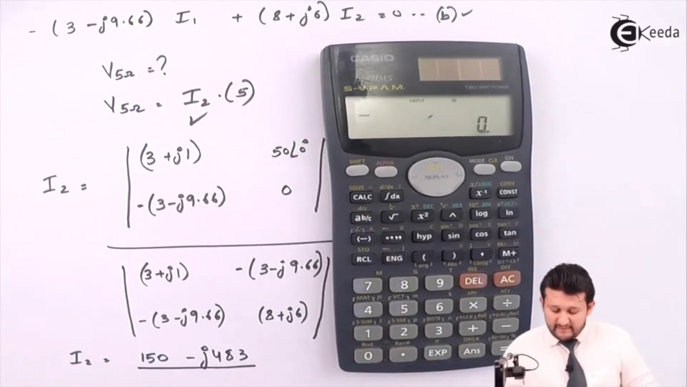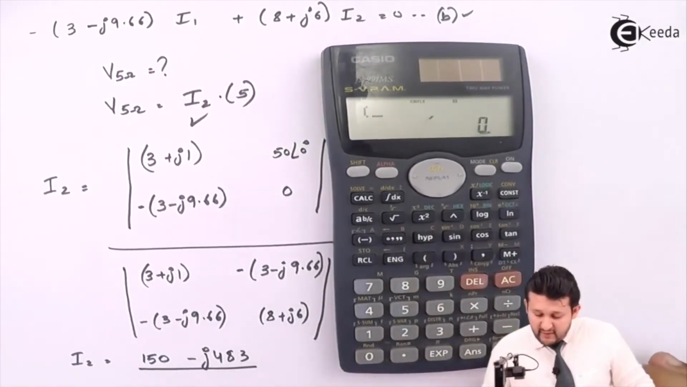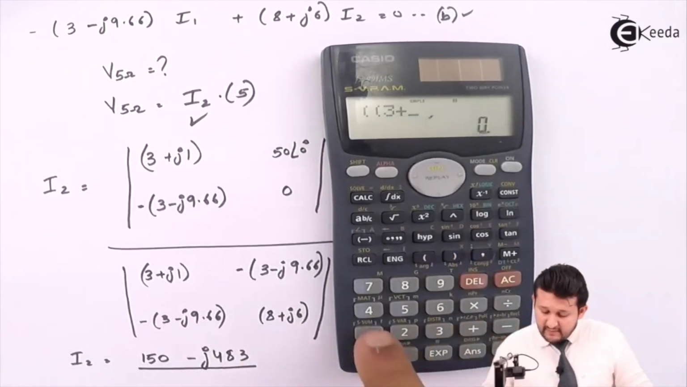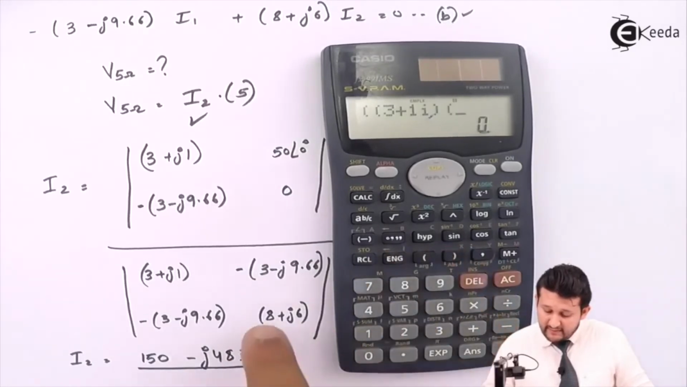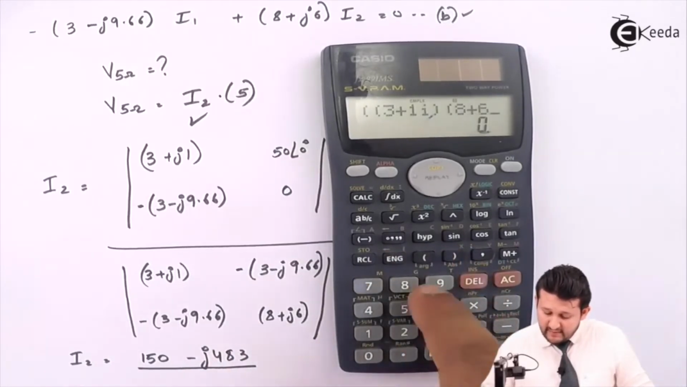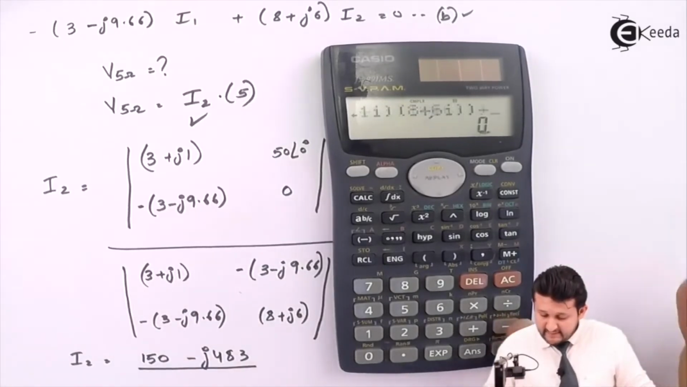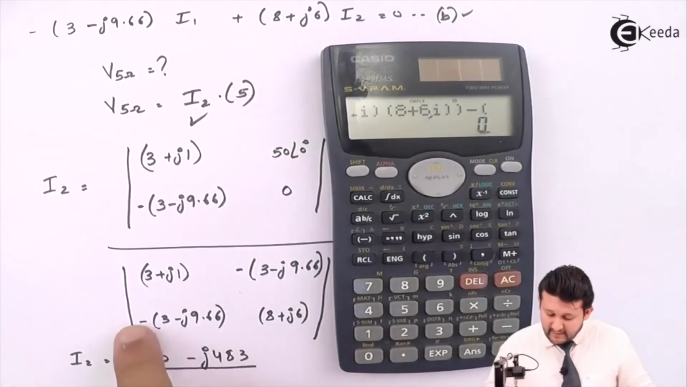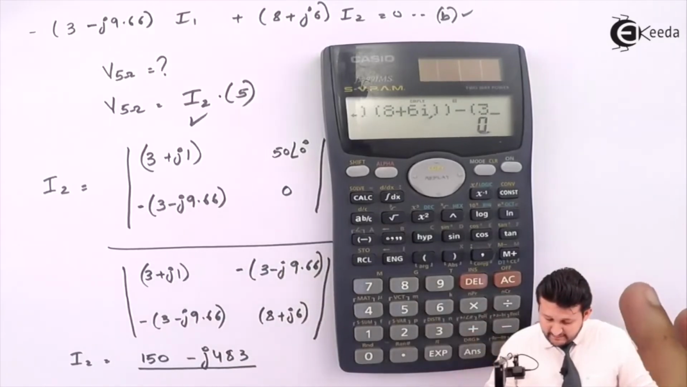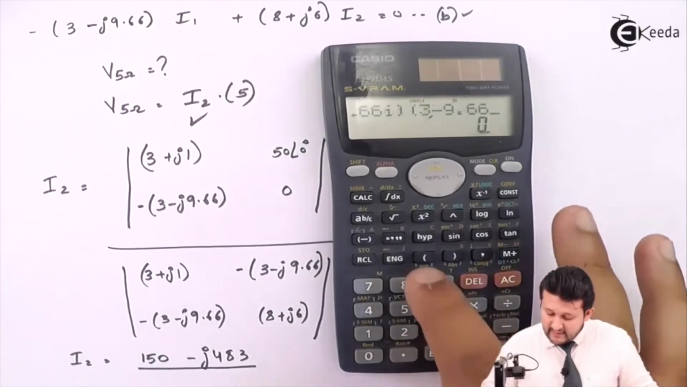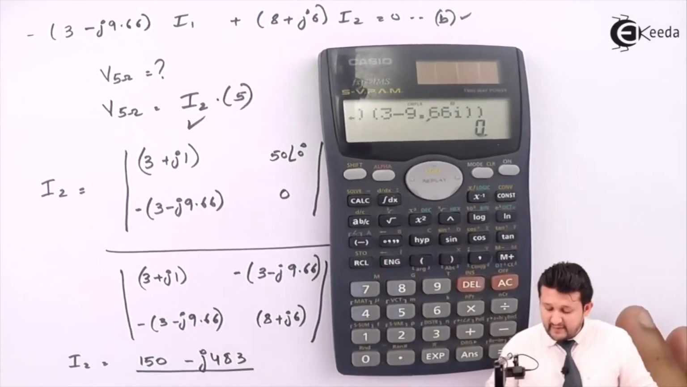So let's do it for the denominator. Big bracket for the denominator. Let's multiply this and this term. Bracket. This will be 3 plus 1 I bracket close. Again multiply with this term, 8 plus 6 I bracket close. Bigger bracket close. So this is your first part, right? Put the minus sign. Bracket. Minus minus this will be plus. So in between you will be having a minus sign. Multiply. Minus 9.66 I. Again 3 minus 9.66 I bracket, big bracket close.